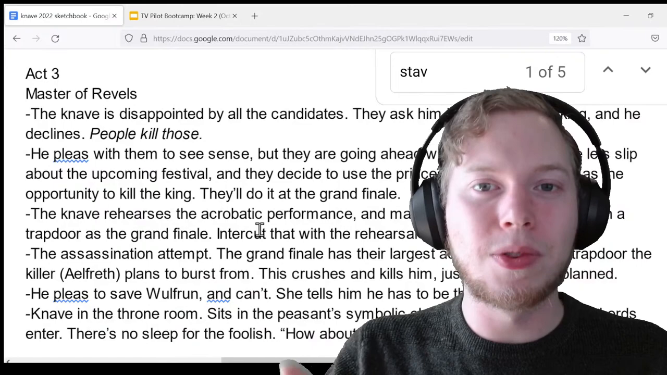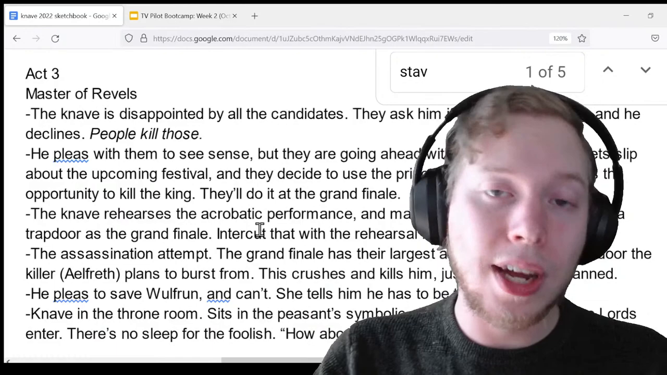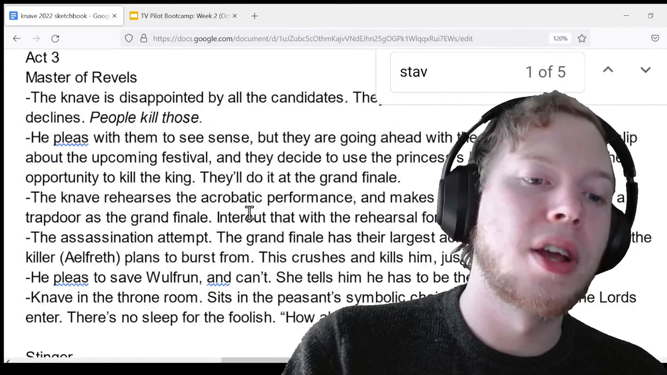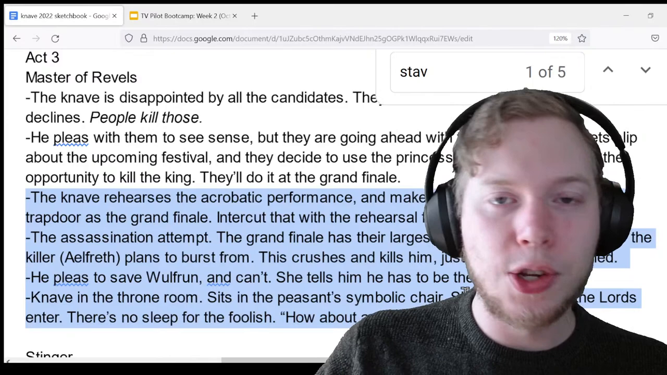Remember, our C story is he's organizing this festival on behalf of the princess. So they decide, hey, let's use that. We're going to use that big performance as an opportunity to assassinate the king. So we then go into scene three, wherein the knave is setting up this festival. He knows it's going to be interrupted by this assassination attempt, but the paupers have basically said, you have no choice, don't mess with this or you're dead.